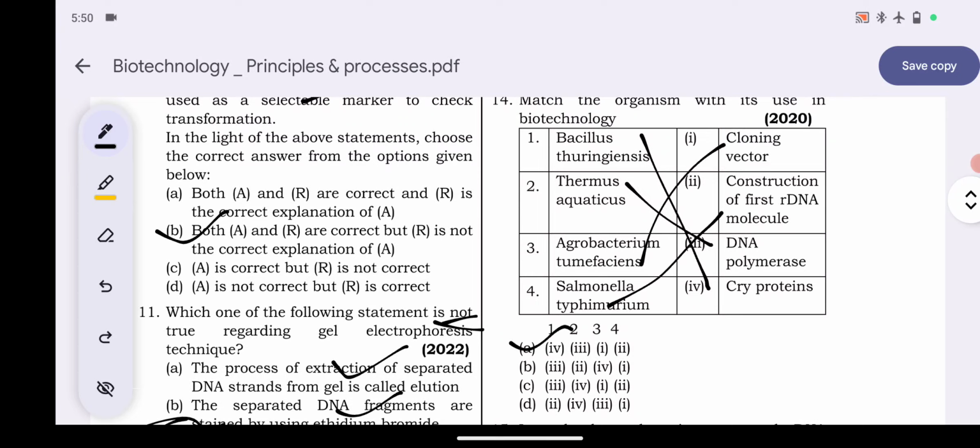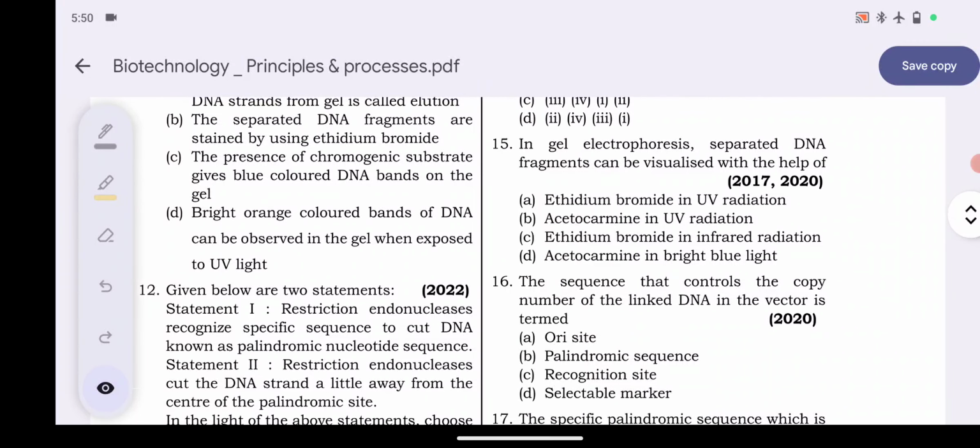Bacillus thuringiensis is a bacterium that produces cry proteins. Thermus aquaticus is a bacterium that lives in water and is a source of thermostable DNA polymerase, called Taq polymerase. And Salmonella typhimurium is used in the production of the first rDNA molecule. Agrobacterium tumefaciens is used as a cloning vector. Okay, cloning vector. So option A is your answer. Question number 15.